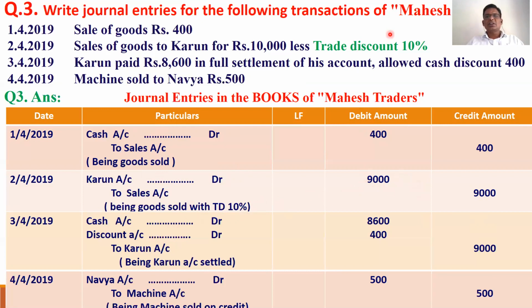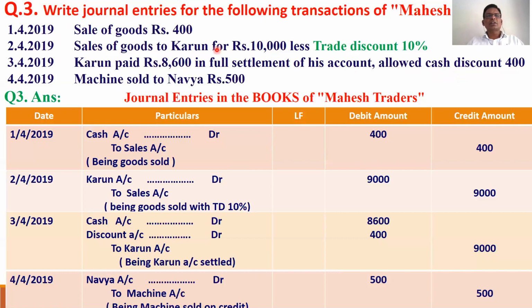The 1,000 will not appear in the books of accounts. Trade discount will not appear in the books of account, but cash discount will appear in the books of accounts. You see here, the 400 discount account is appearing, but in case of trade discount, that will not be appearing in the books of accounts. Karun paid 8,600 in full settlement of his account, and the discount allowed to him is 400.